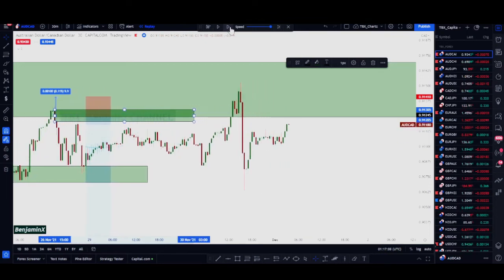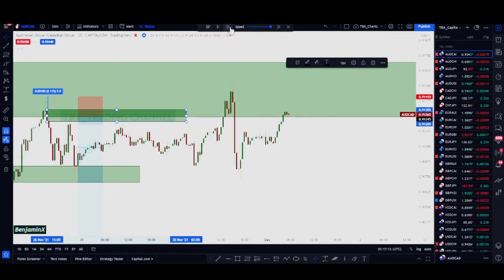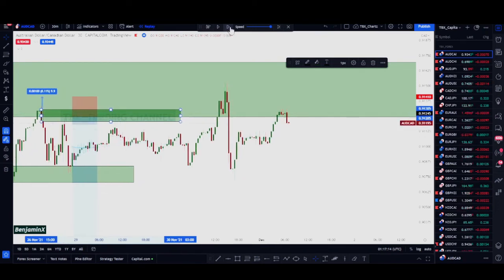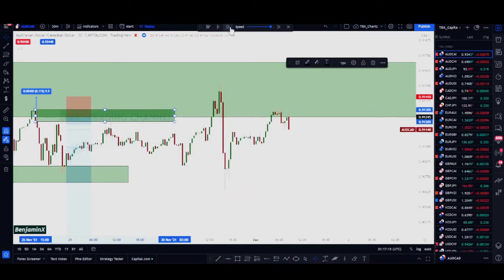So we're going to wait for price to get into the zone now. Since price has gotten into the zone, I'll be waiting for price to come down. Now that price has gotten down, we're going to be waiting for the second top. And don't forget, we're talking about the aggressive entry.